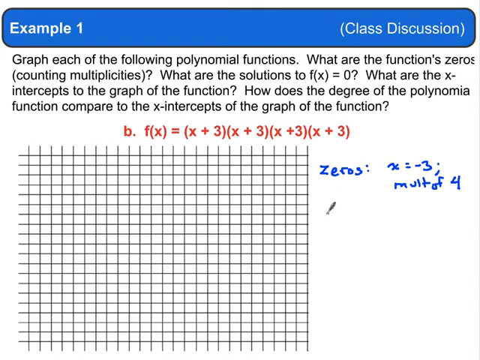That means the solutions are the same. That means the x-intercepts are the same. So it doesn't matter whether I call it zeros, solutions, or x-intercepts. It ends up being the same. The degree of this is 4. The number of solutions that we got represents the degree of our polynomial.